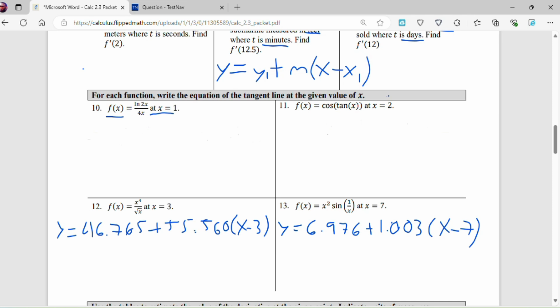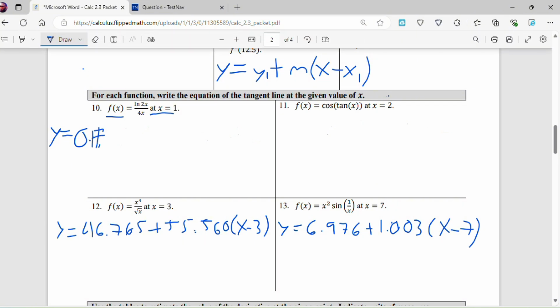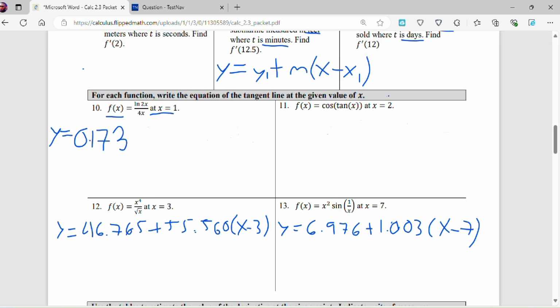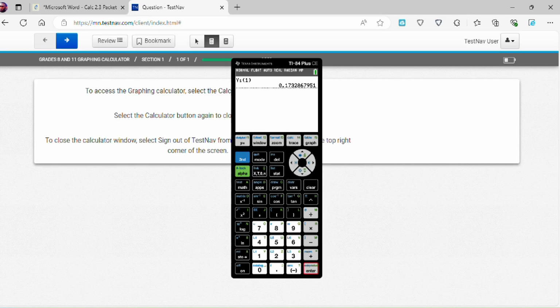And so y equals 0.173. Now, it's just a tangent line. We're not asked to solve for anything. So we're just going to truncate it here. We're not going to make that big of a deal of not putting the whole thing down.